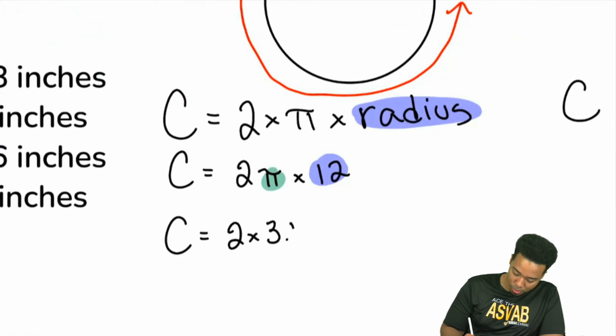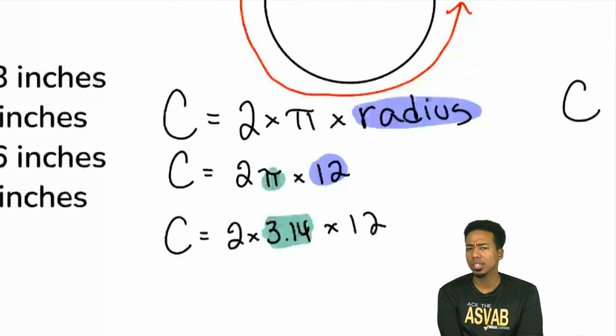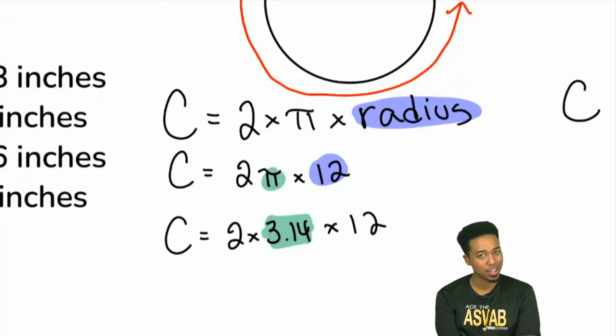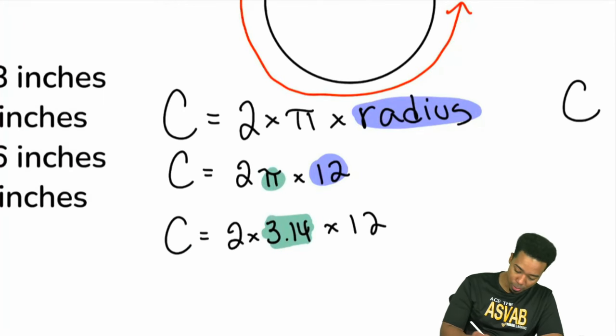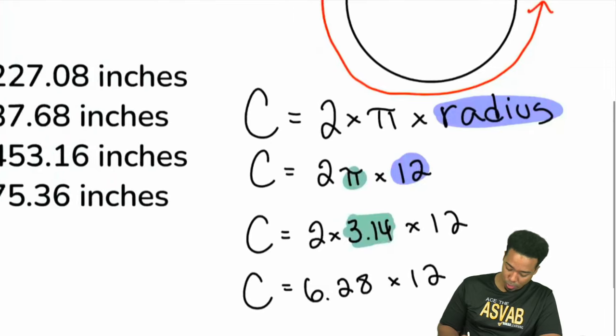2 times 3.14, multiplied by 12. And there it is. So we'll just go ahead and multiply. Everybody, although it looks a little awkward, what's 2 multiplied by 3.14? 2 times 3.14 would be 6.28. Absolutely. Circumference equals 6.28 times 12.